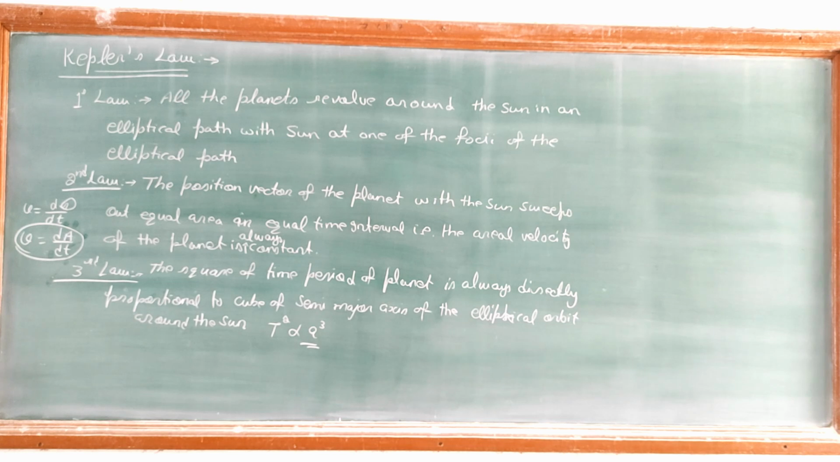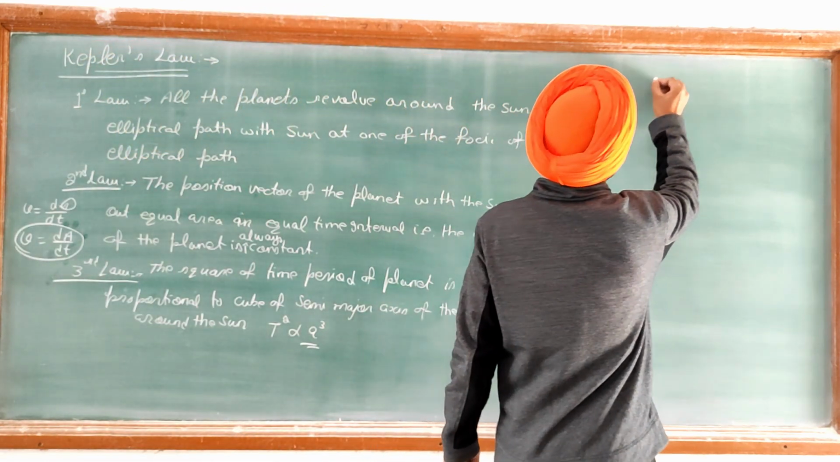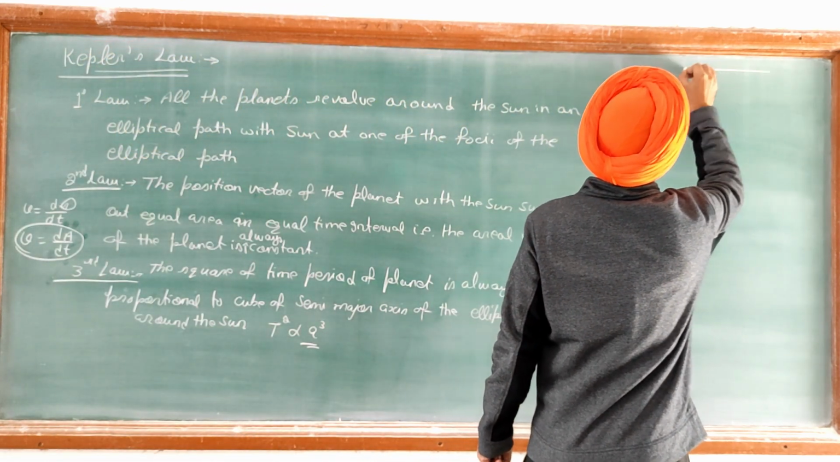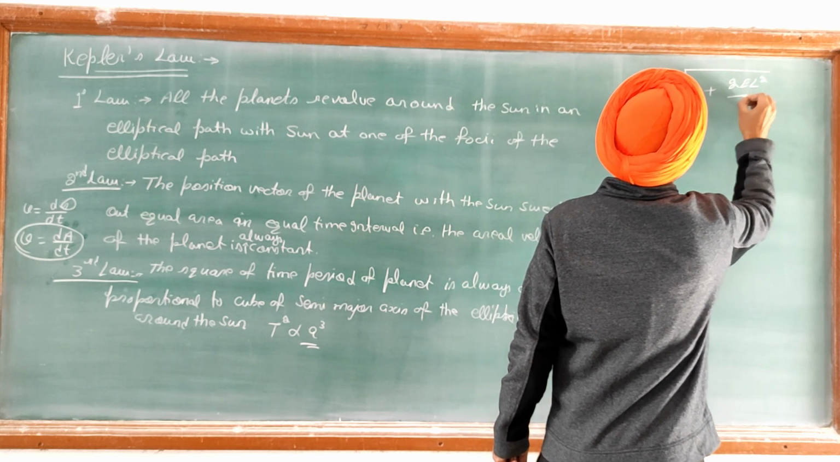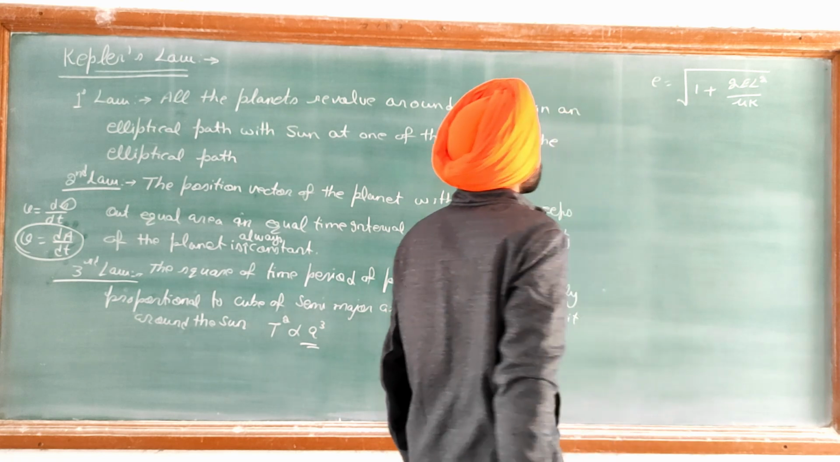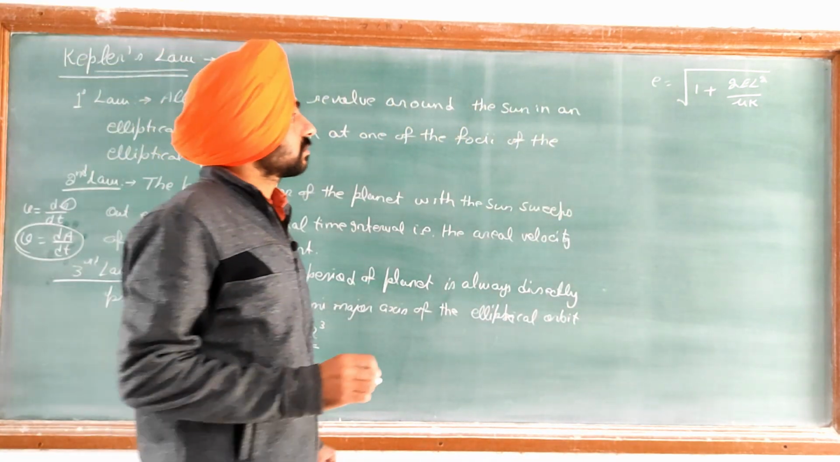And now we will look at the proof or the deduction of Kepler's laws from the study of motion of a body under an inverse square force field. As in our previous lecture on the inverse square force field, we found that the eccentricity e is equal to the square root of 1 plus 2EL square upon mu k square. That was the expression we found in our previous lecture.